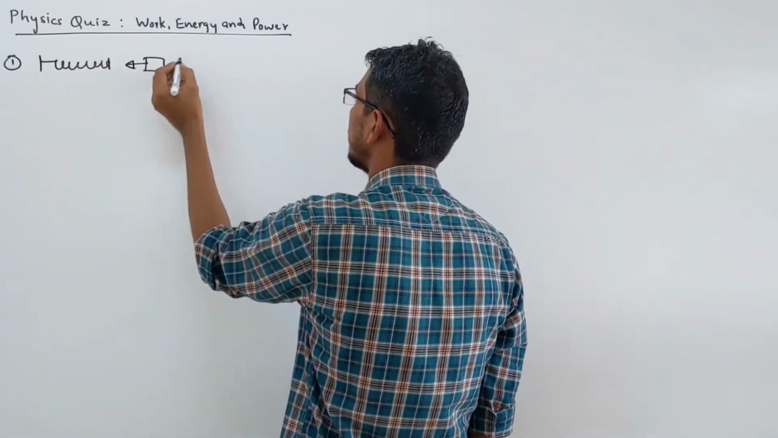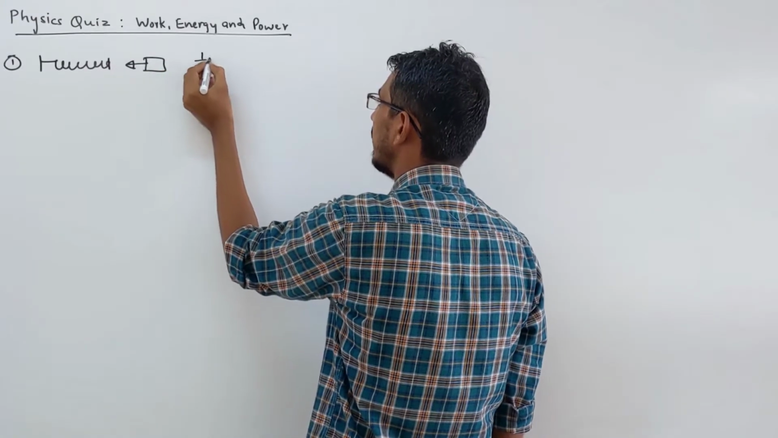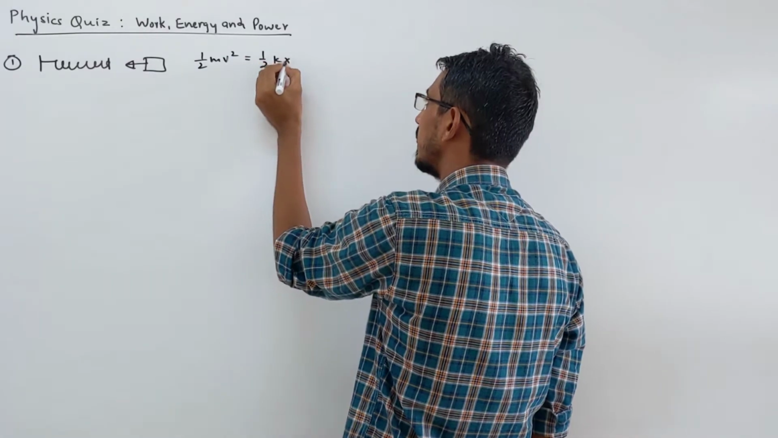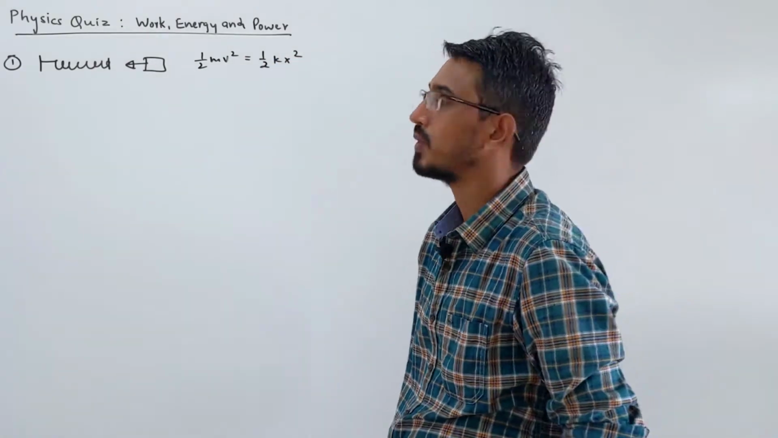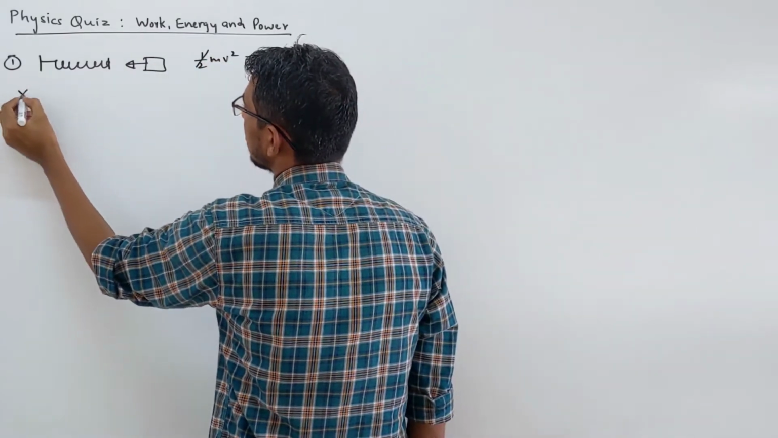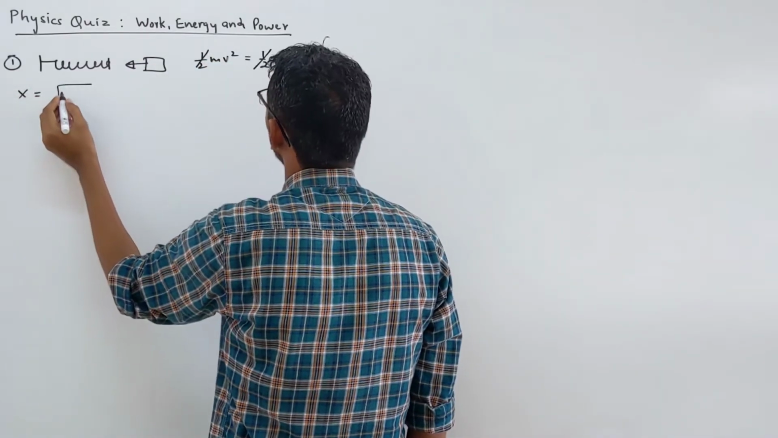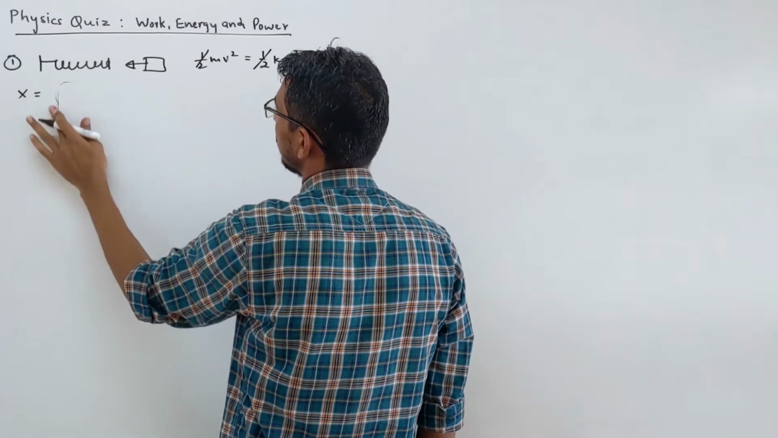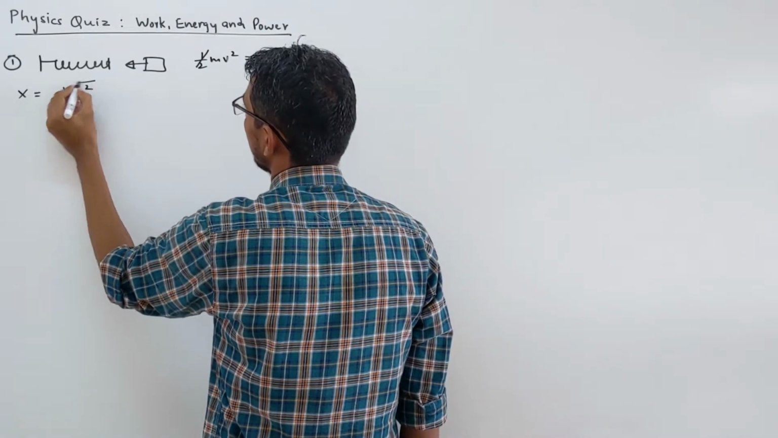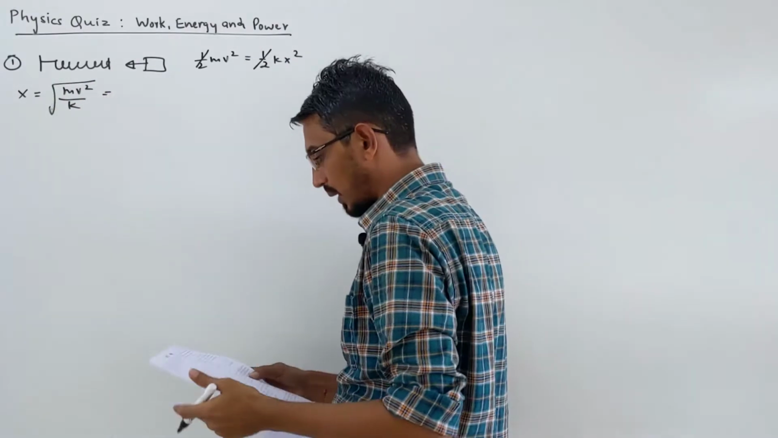So you understand simply that the energy in this block is your kinetic energy, half mv square, converted to the potential energy of the spring, or work done in compressing the spring, right? So everything is given to you, just you have to find your x. So the x simply comes as root of mv square by k. That will be your x.